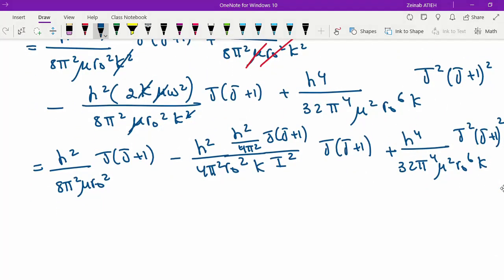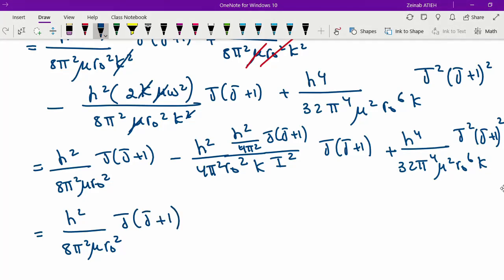One more arrangement equals h squared over 8. Remember, we're trying to find the energies of a real rotor. So j plus 1. We have here minus h⁴. We have 4 times 4 is 16, so 16 by 4.